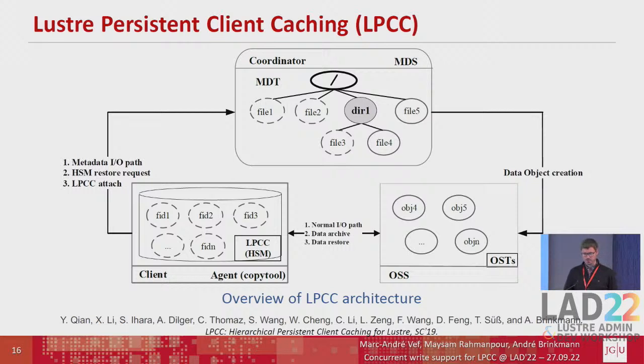So how this looks from the architecture, this is from the paper that we worked on together with DDM and OneCloud here. You have the MDS and the MDT with a coordinator, where the file 1 to 3 here is actually stored on the node local storage, and the actual data is no longer there on the OSTs, and the client can directly use the node local storage system here. In this case, the LPCC has an HSM copy tool and agent running to archive and restore the data.